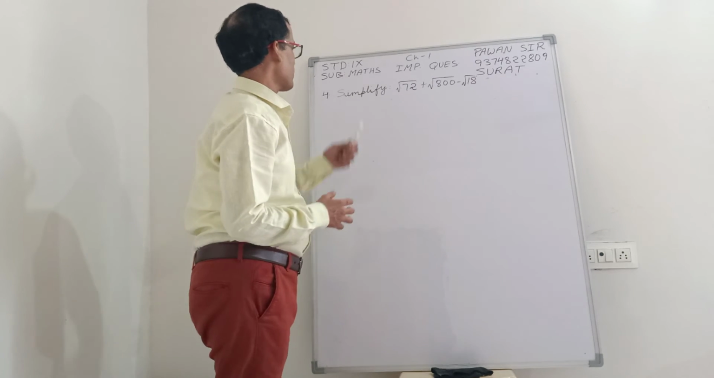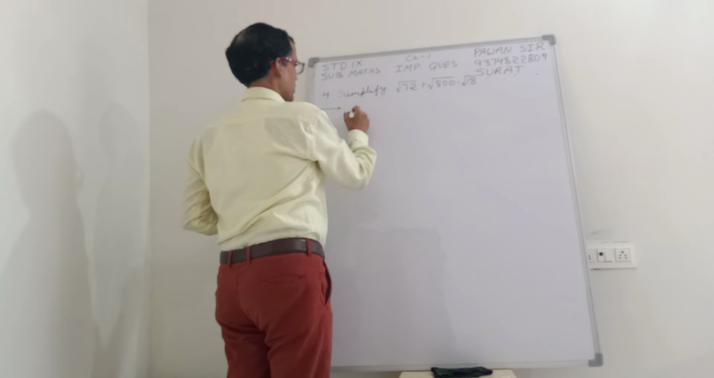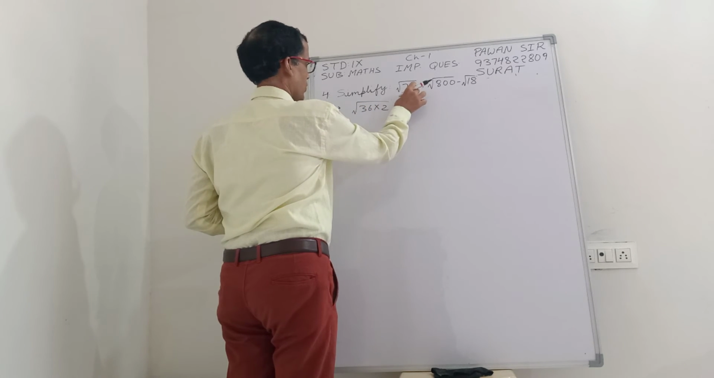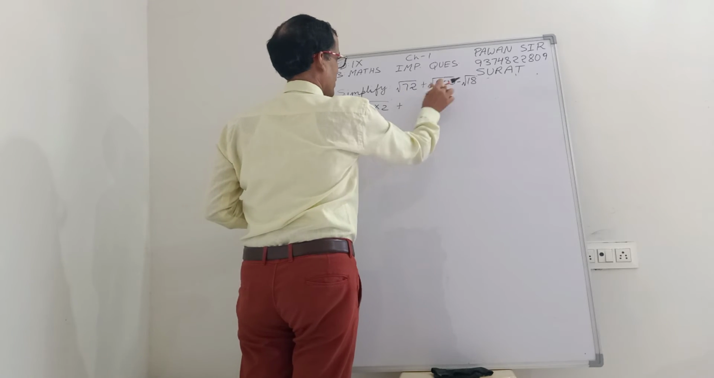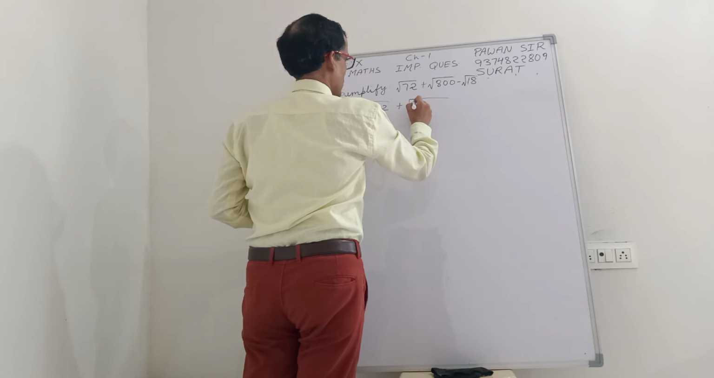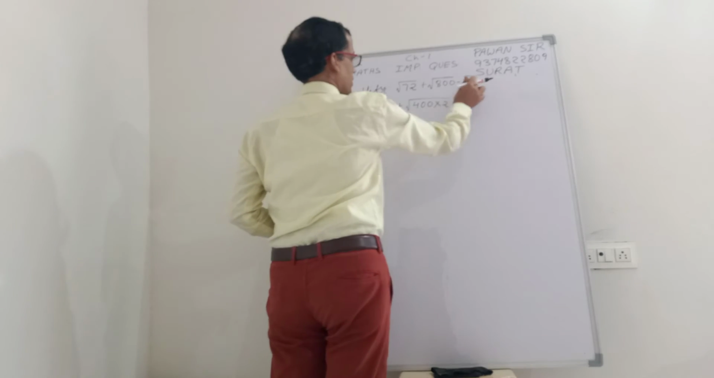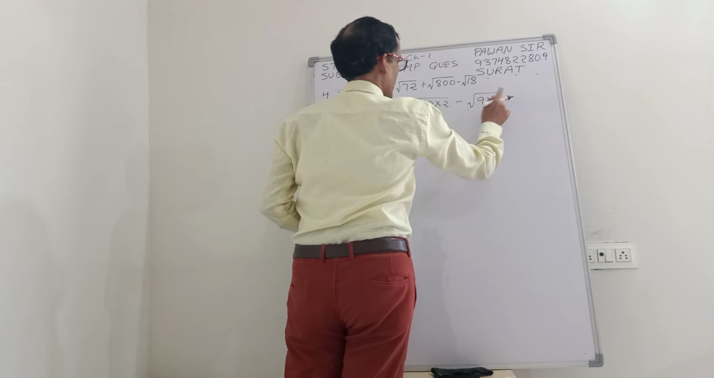Next question, we have to simplify this. So now see, root 72. This we can write as 36 into 2. 72 can be written as 36 into 2. The same way, 800 can be written as 400 into 2. Root 18 can also be written as 9 into 2.